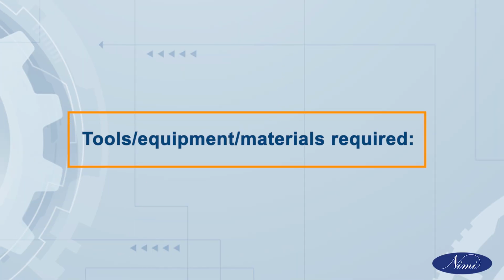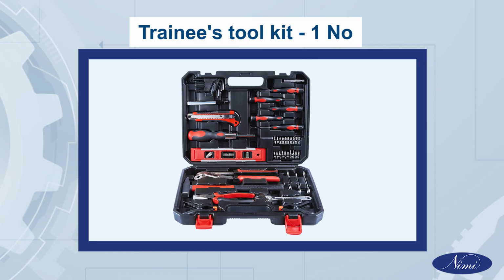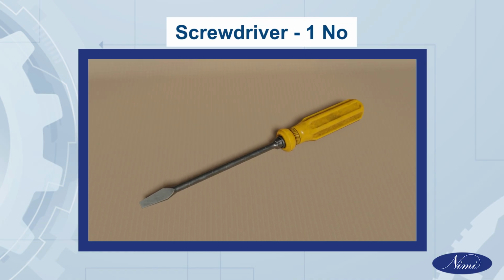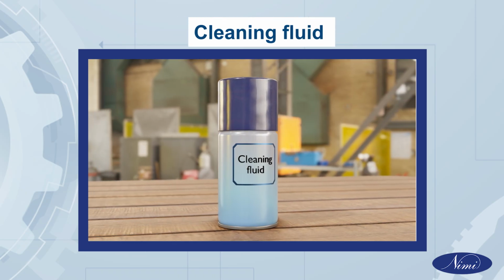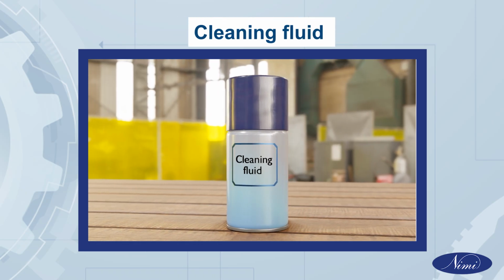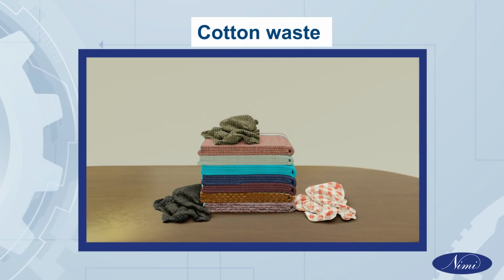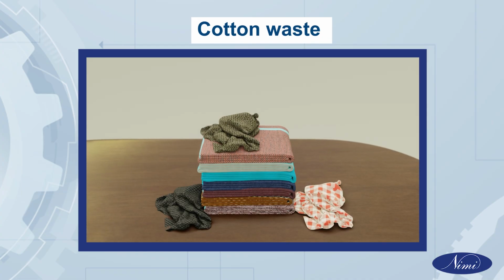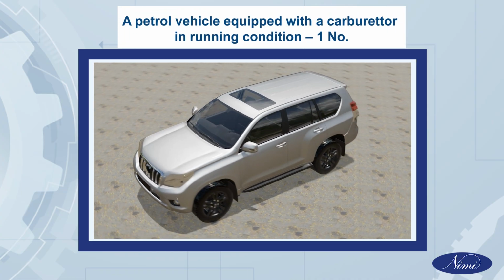Tools, equipment and materials required. Trainee's toolkit, 1 number. Screwdriver, 1 number. Cleaning fluid. Cotton waste. A petrol vehicle equipped with a carburetor in running condition, 1 number.